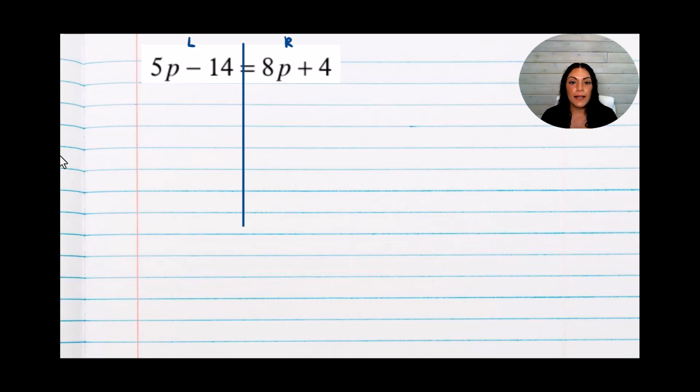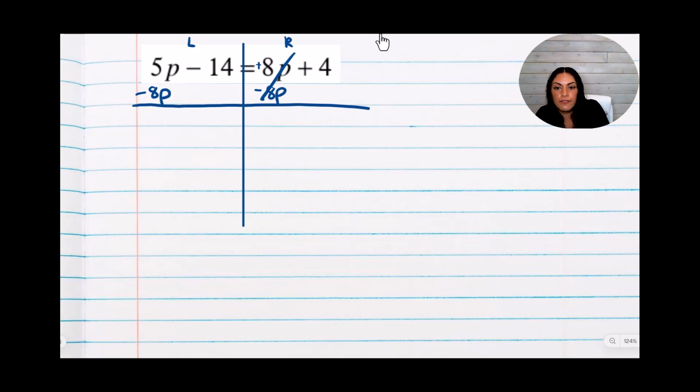Step 3, I mentioned that I like to move variables to the left because we like to read from left to right. So that means I'm going to go to the right side. Find my variable. I have positive 8p. And the inverse operation of plus 8p is to do minus 8p so that this cancels out. I go to the left side, also write minus 8p under the 5p. And then from left to right, we work.